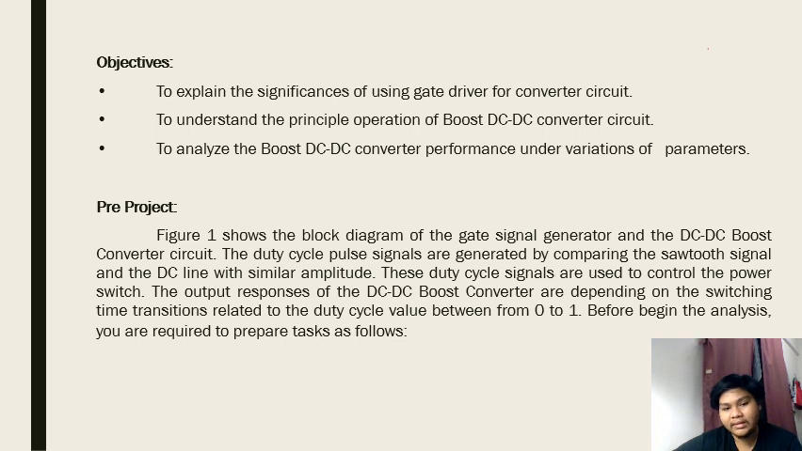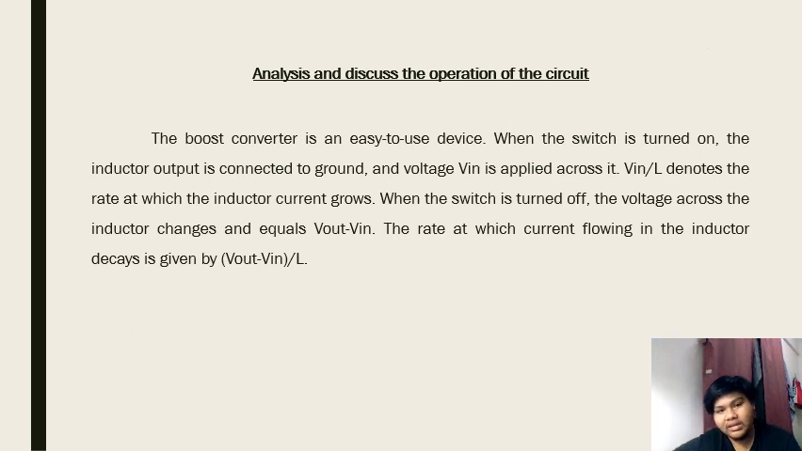Okay, before beginning the analysis, you are required to prepare tasks as follows. The first task is to analyze and discuss the operation of the circuit. The boost converter is an easy to use device. When the switch is turned on, the inductor output is connected to ground and voltage Vin is applied across it. Vin over L denotes the rate at which the inductor current grows. When the switch is turned off, the voltage across the inductor changes and equals Vout. The rate at which current flowing in the inductor decays is given by Vout minus Vin divided by L.